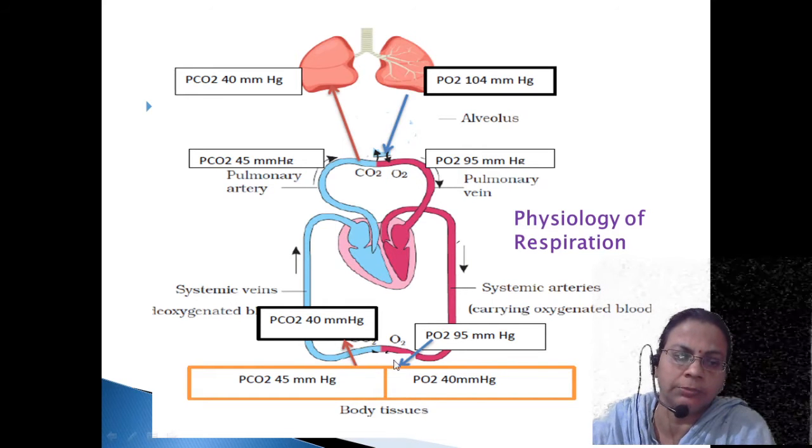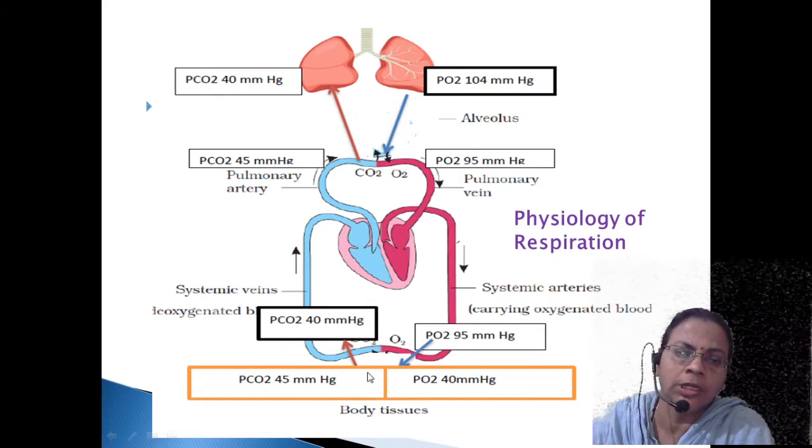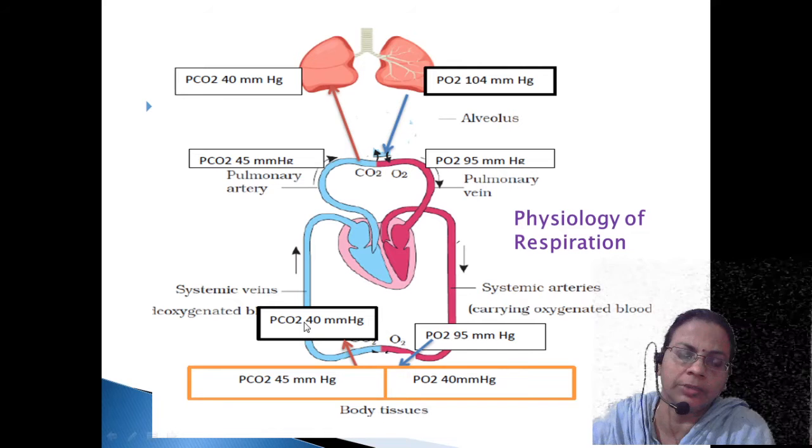By the time the artery divides into capillaries, exchange of gases will take place and it will join as the vein. So the vein will carry more carbon dioxide. So from 45 to 40 the diffusion will take place.